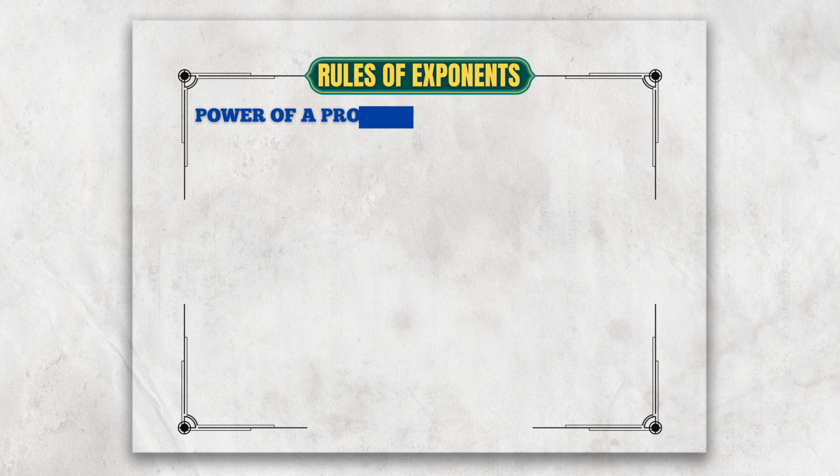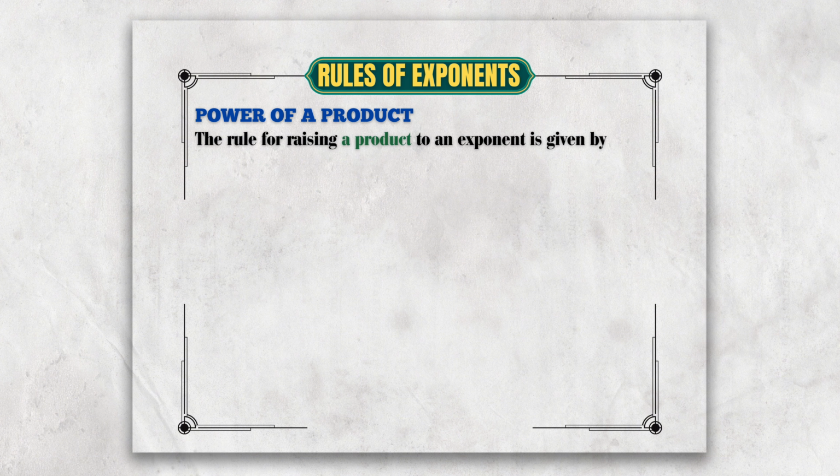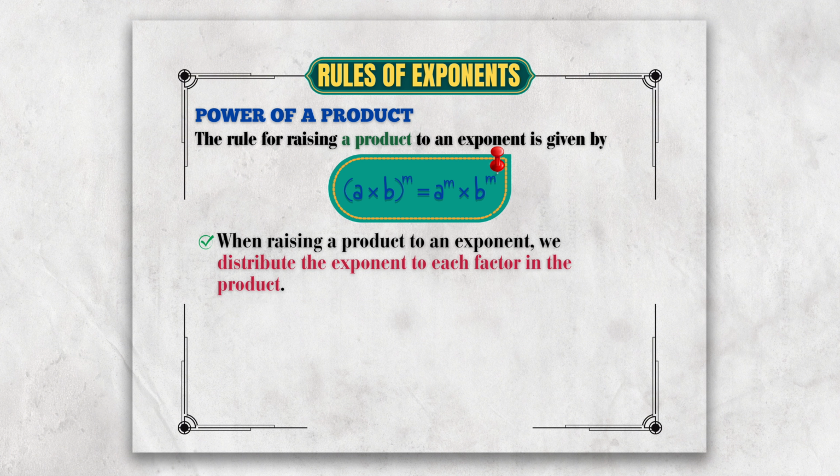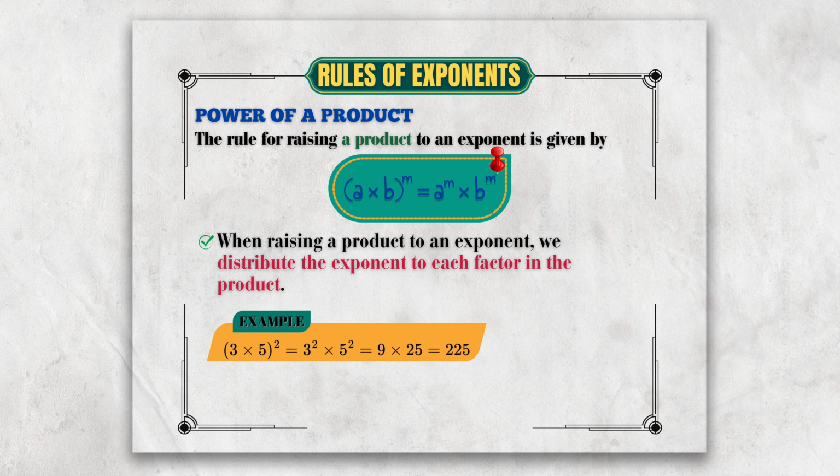Next up, we have the power of a product rule. It is given by a times b all raised to the power n equals a to the power n times b to the power n. That is, when raising a product to an exponent, we distribute the exponent to each factor in the product. Here are some examples.